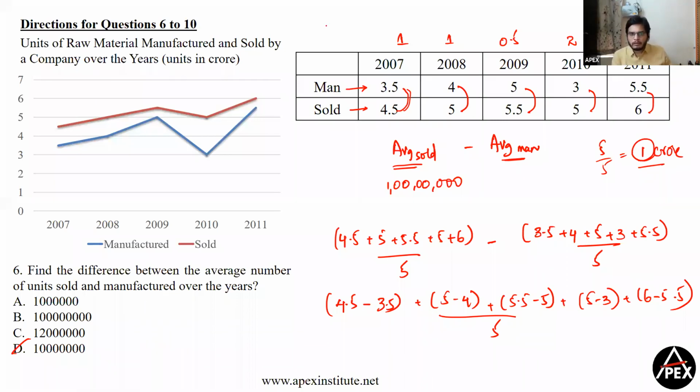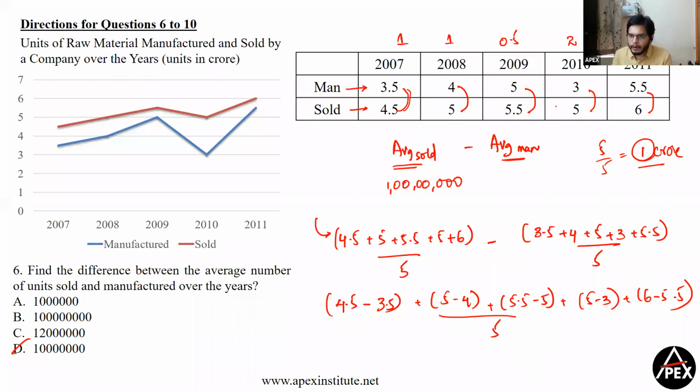Clear, guys? So is this method wrong? No, this is also correct. Okay, but it is lengthy. You need to add all these, divide that by 5, add all these, divide that by 5, and you need to find the answer.